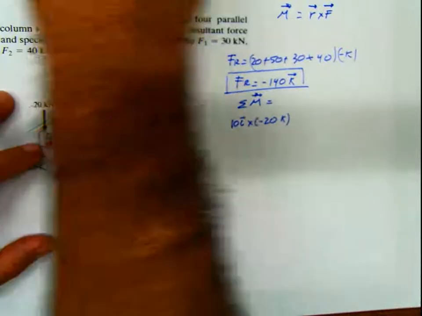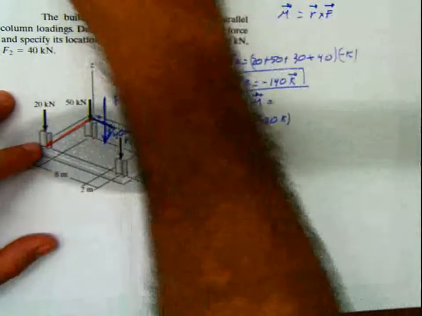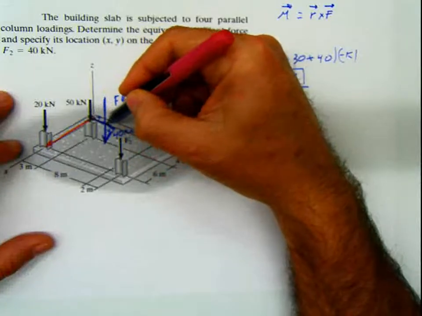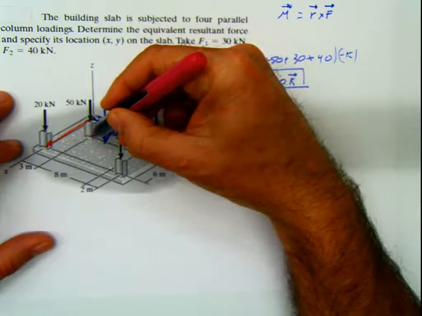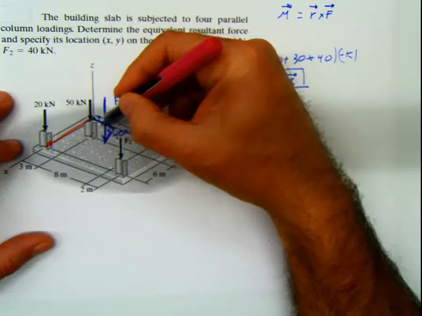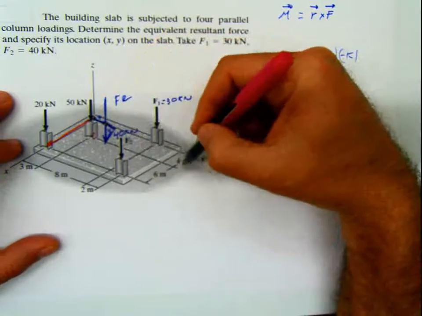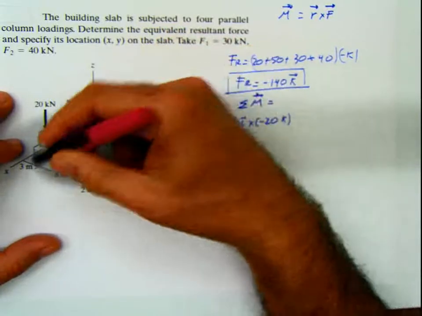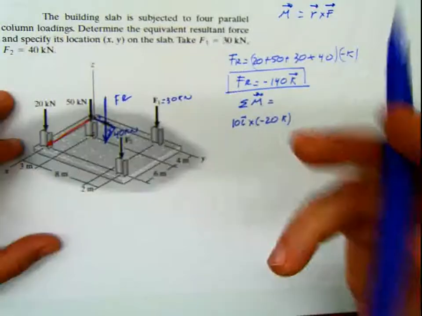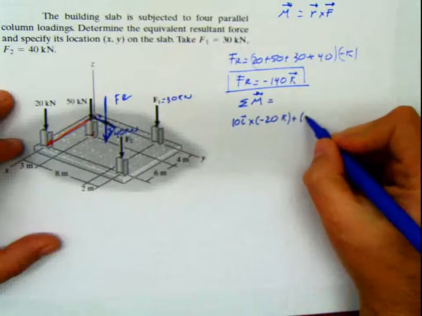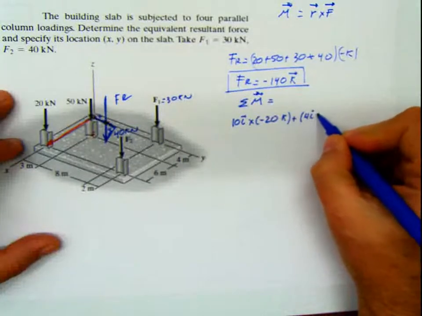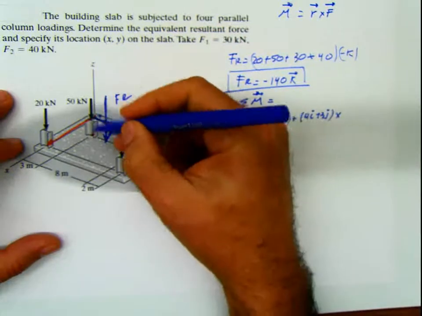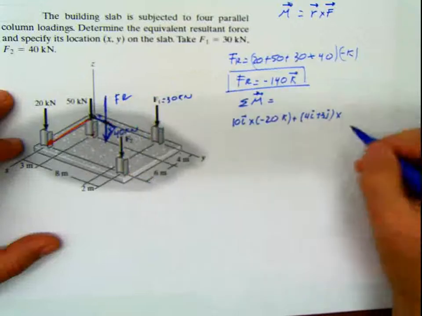Now for the second force. The second force is this one. The arm is going to be from here to here in Y and from here to here in X. So this distance in X is 4I, and this distance from here to here is 3J. 4I plus 3J, that's the R, multiplied by the force, but the force is negative 50K.